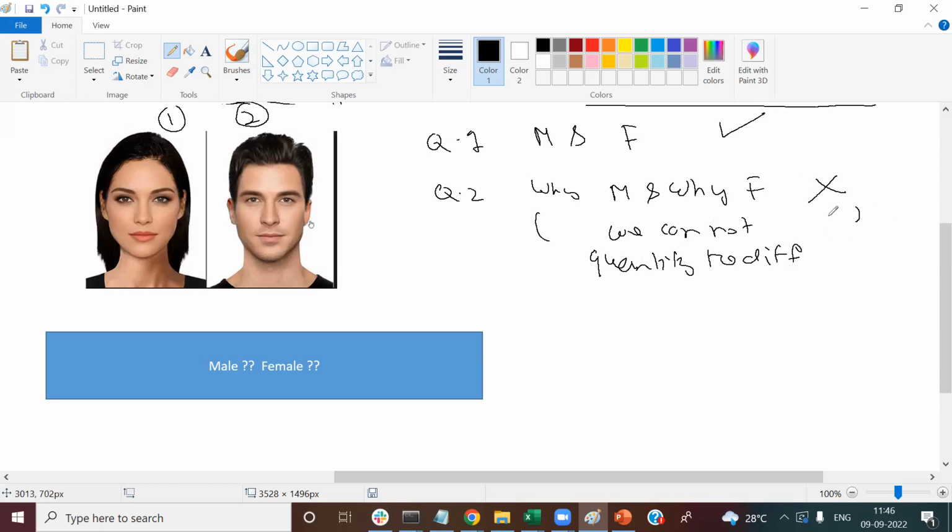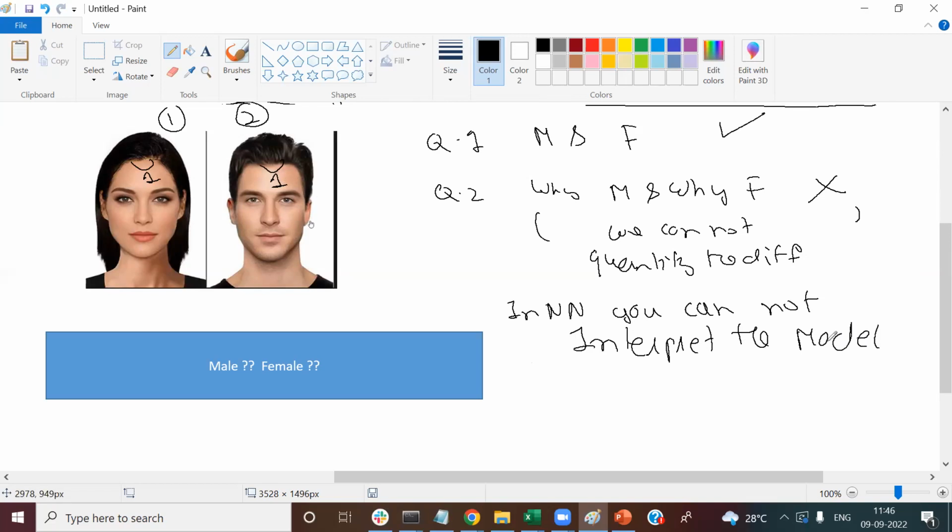I cannot tell whether angle 1, so let me say this is angle 1, is at 90 degrees or 30 degrees or 40 degrees, which is why I'm calling it male or female. You cannot quantify the difference, but you can find the difference. So basically in neural networks, you cannot interpret the model.